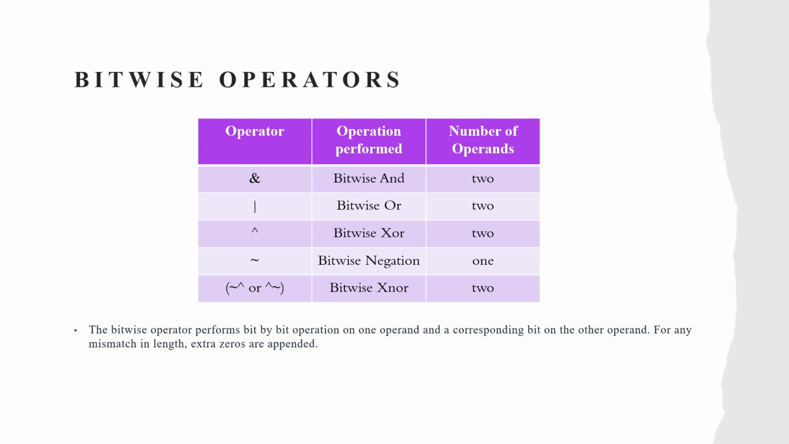Here Z is treated as X in bitwise operation. So these are the operators: bitwise AND, bitwise OR, bitwise XOR, bitwise negation, and bitwise XNOR. The number of operands for all of these is 2, except bitwise negation, which has only 1 operand.